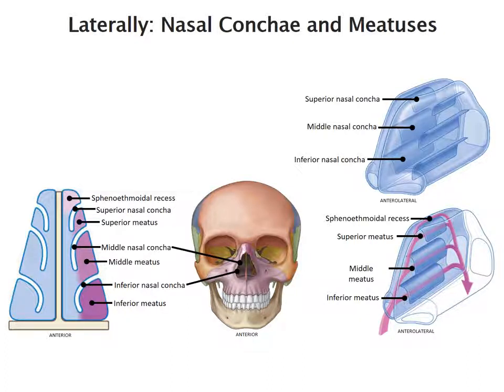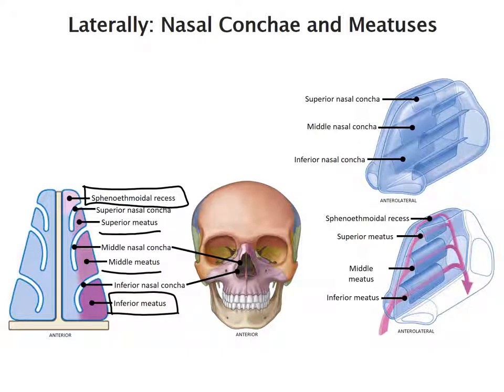Located beneath each concha are meatuses. So beneath the superior nasal concha is the superior meatus. Beneath the middle nasal concha is the middle meatus. And beneath the inferior nasal concha is the inferior nasal meatus. As you may recall from the lecture on the orbit, the nasolacrimal duct empties into the inferior nasal meatus. And above the superior nasal concha is an area referred to as the sphenoethmoidal recess. This recess is where the sphenoid sinus drains to.